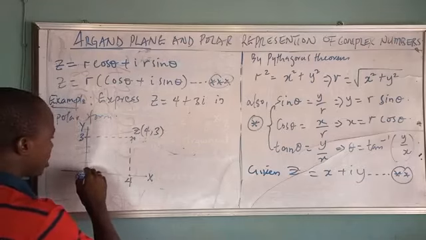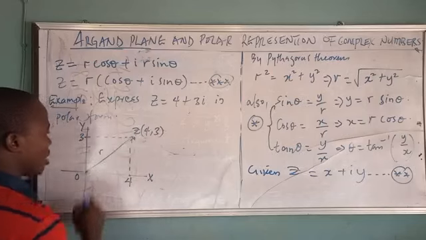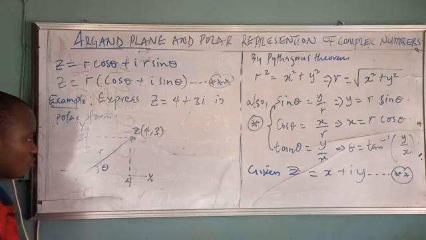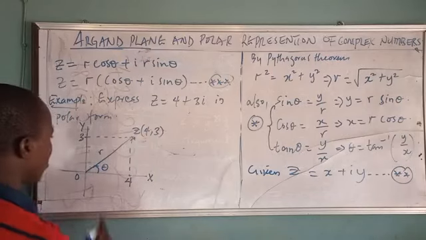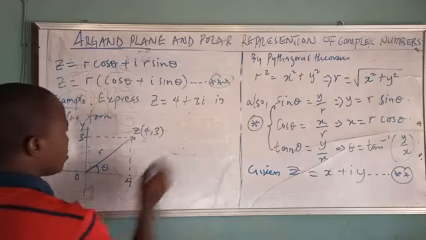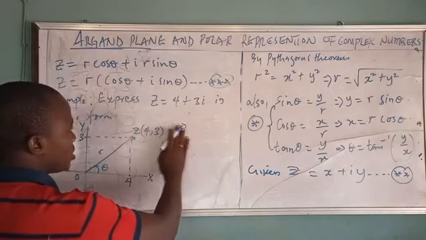So a line from here to this point here is called our r, and we need it. And from here to here is called our theta, so we need that too. So from here to here is 4, and from here to here is 3. So from there you can actually get your r.